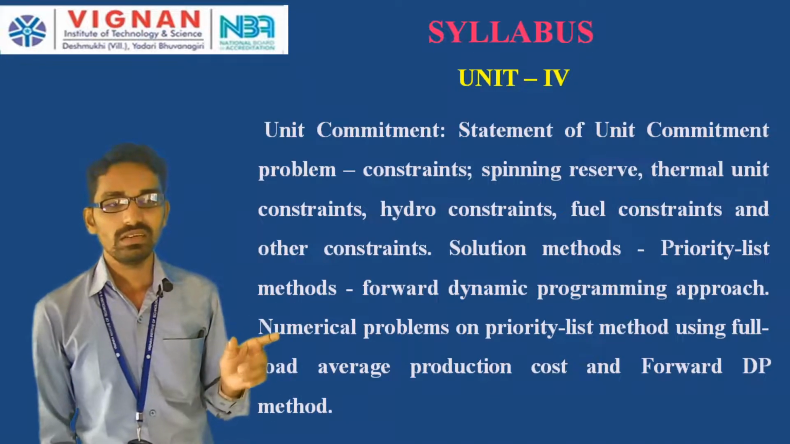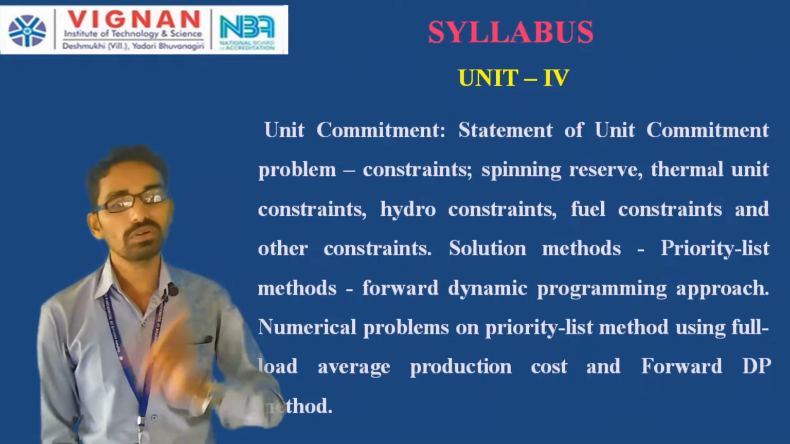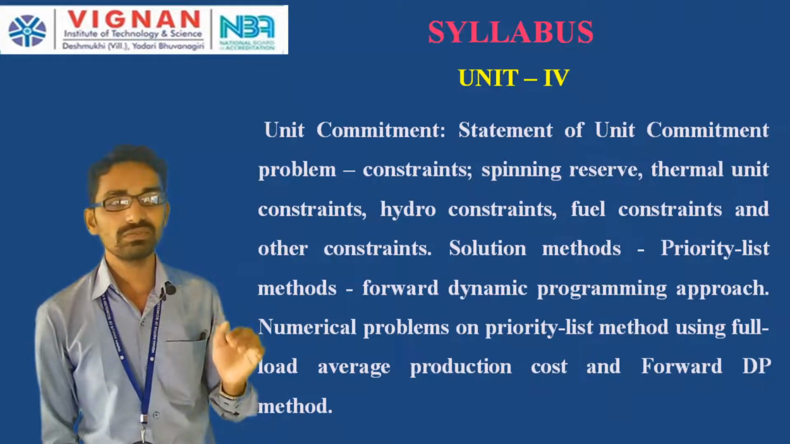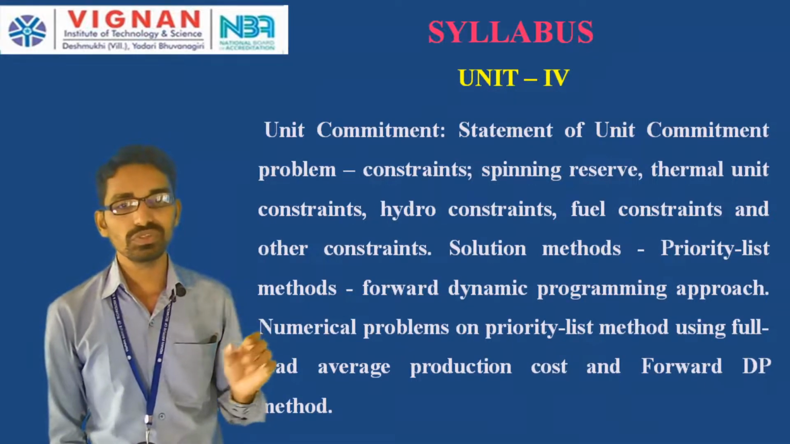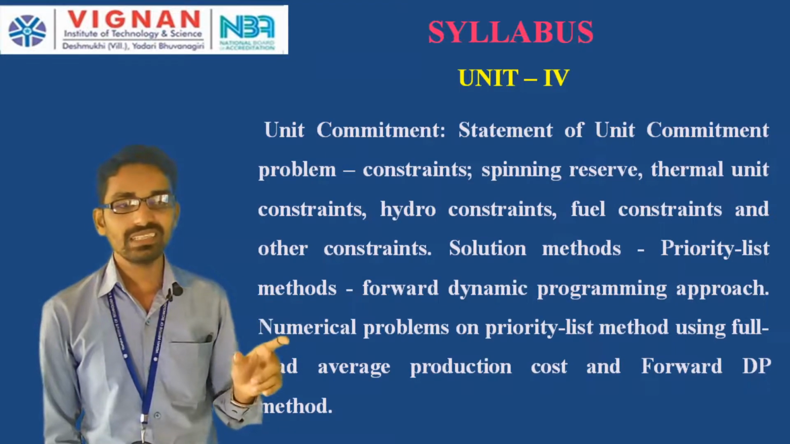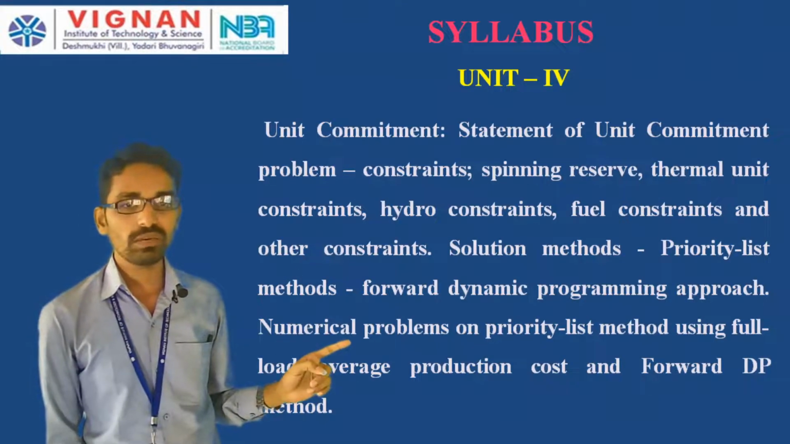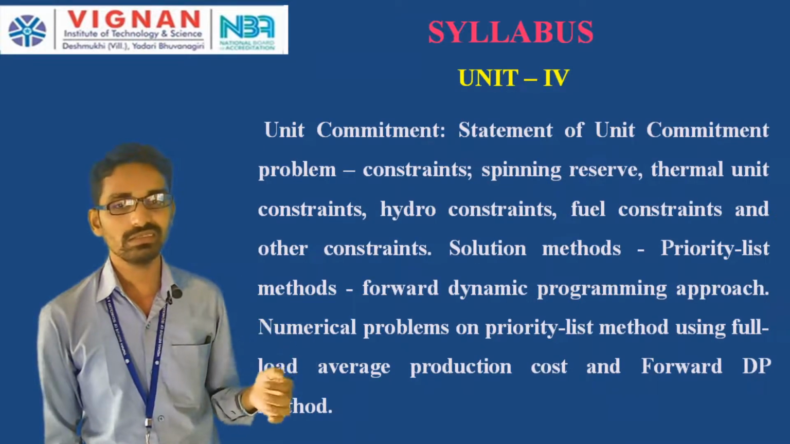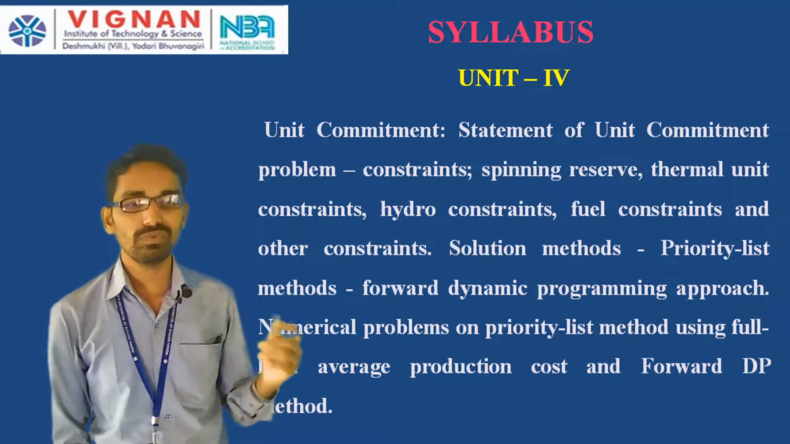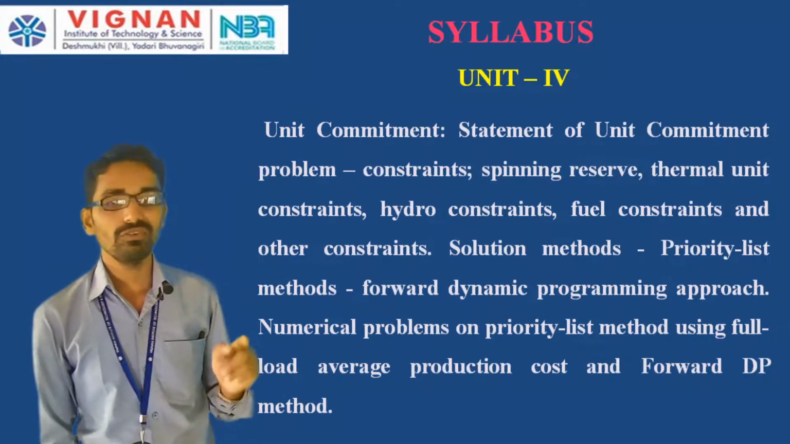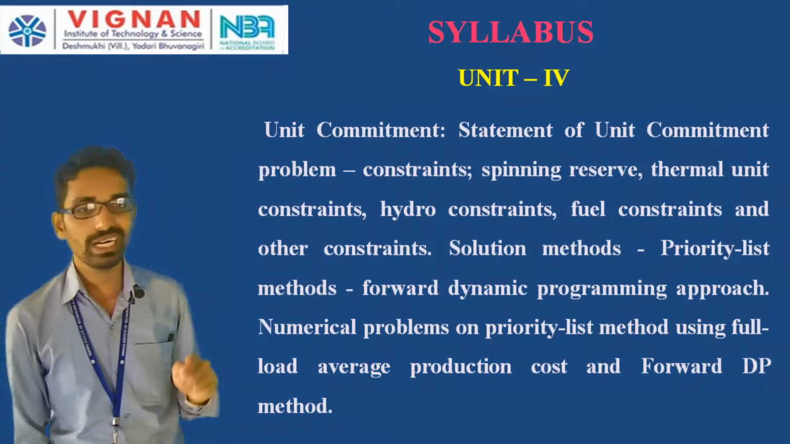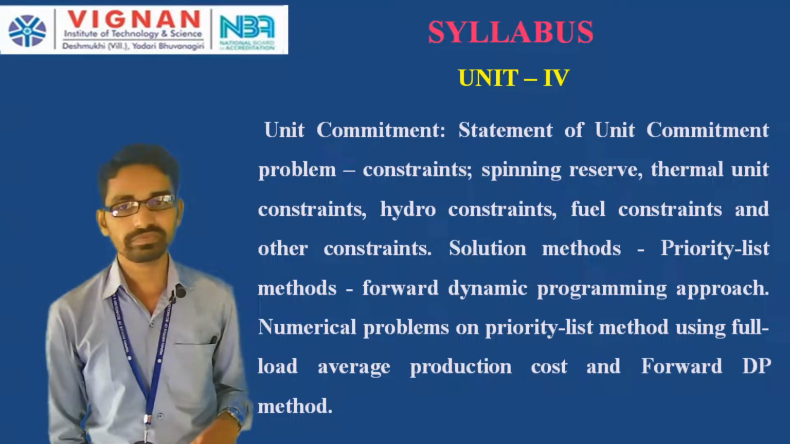And next we have the unit commitment problem solutions. There are solution methods, so those solution methods we are also going to see in this fourth unit: priority list method, forward dynamic programming approach, and we have some numerical problems on these methods, that is the priority list method using full load average production cost and the forward dynamic programming method. Forward DP method is nothing but the forward dynamic programming method.